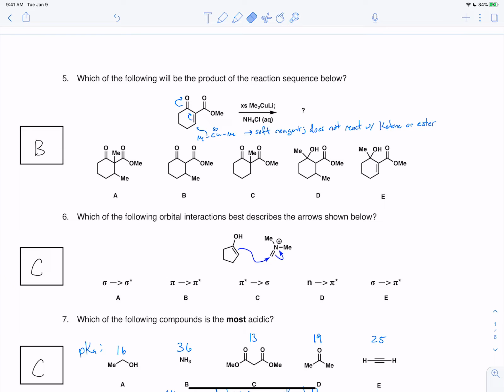In addition, as soon as we do our 1,4 addition, the initial product will be an enolate, where we're going to have a negative charge on this oxygen, and so we wouldn't be able to have another attack on that carbonyl anyways. So this leaves us with our answer of B.